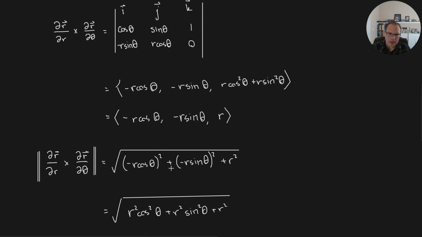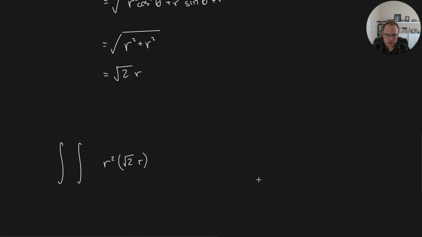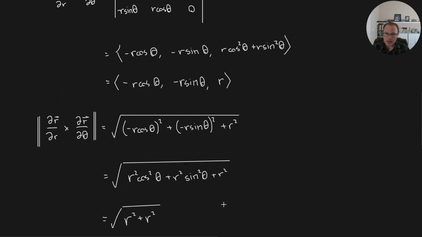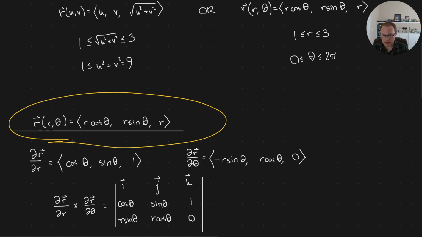And then I need to think about my limits of integration. In this case, it's pretty straightforward. R is between 1 and 3, theta is between 0 and 2 pi. So if I integrate with respect to r, I should be between 1 and 3, and theta, 0 to 2 pi. Okay? I'll let you evaluate the integral on your own, but that's setting it up. Hopefully the process makes sense. All right? Now, we've done that for one of our parameterizations. Let's take a look at our other parameterization, see what we get for comparison.